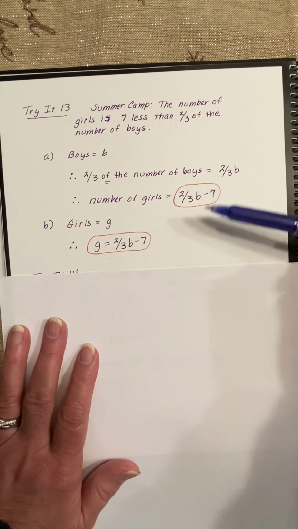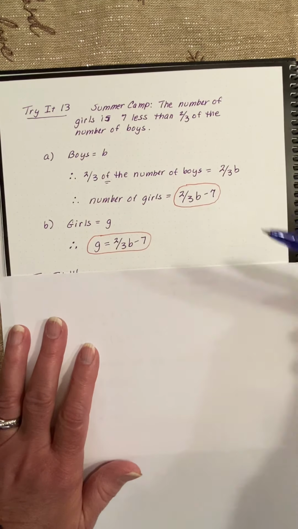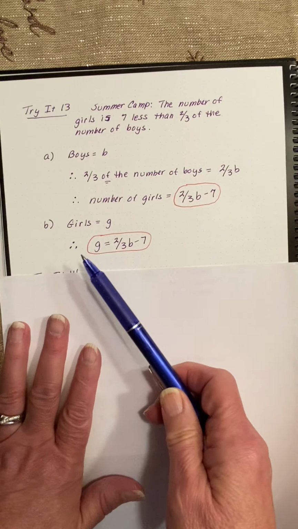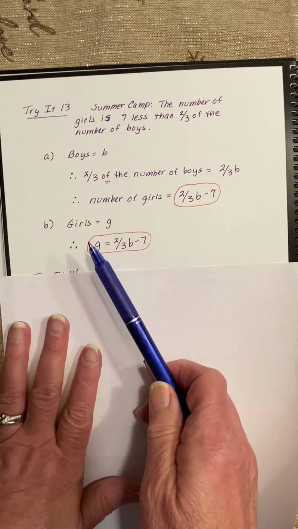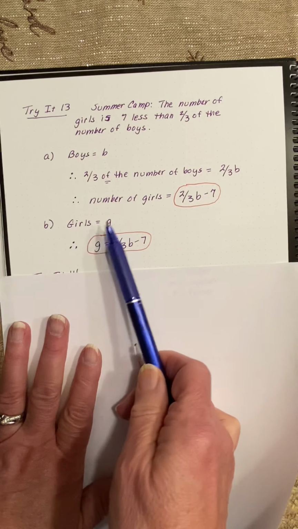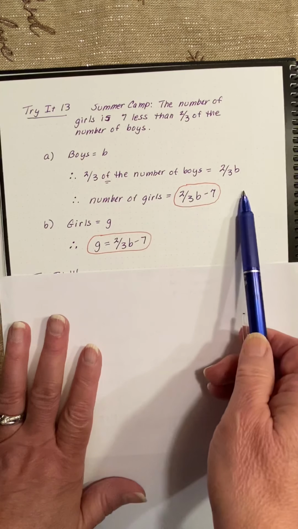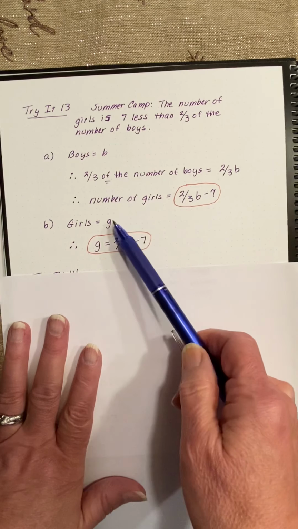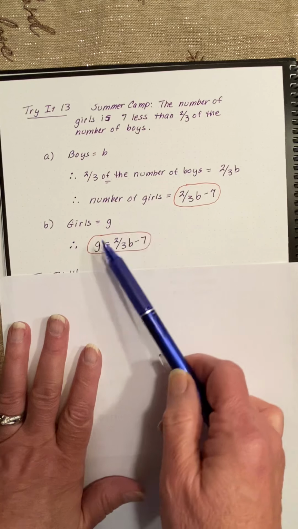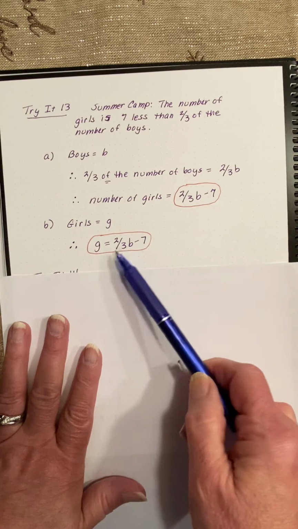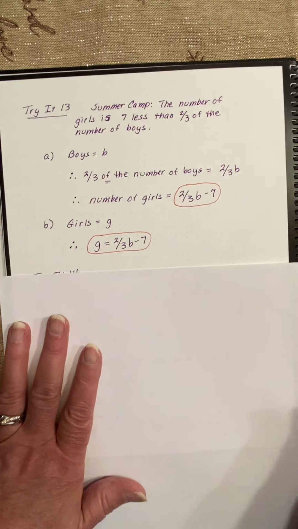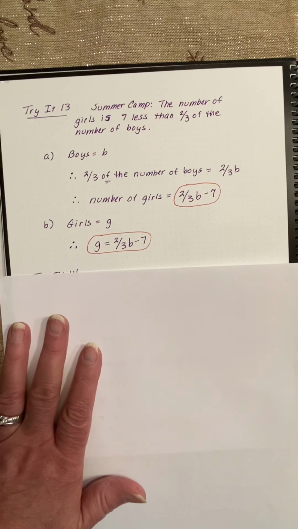So that's one component. Now it says if the number of girls in the camp is G, so they give us a letter for this number of girls, make a formula. So now at this point, instead of saying number of girls, I just say G equals 2/3 B minus 7. And that's all they want us to do. They don't want us to solve it any further.